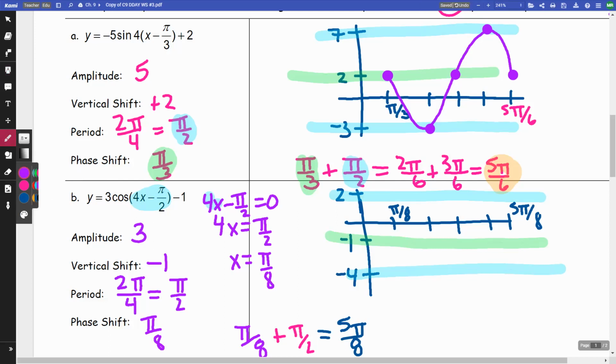And for our graph, this is a cosine, a positive cosine. So I'm going to start at a high, end at a high. Halfway in between is a low, then I've got my zeros. And there's my graph.